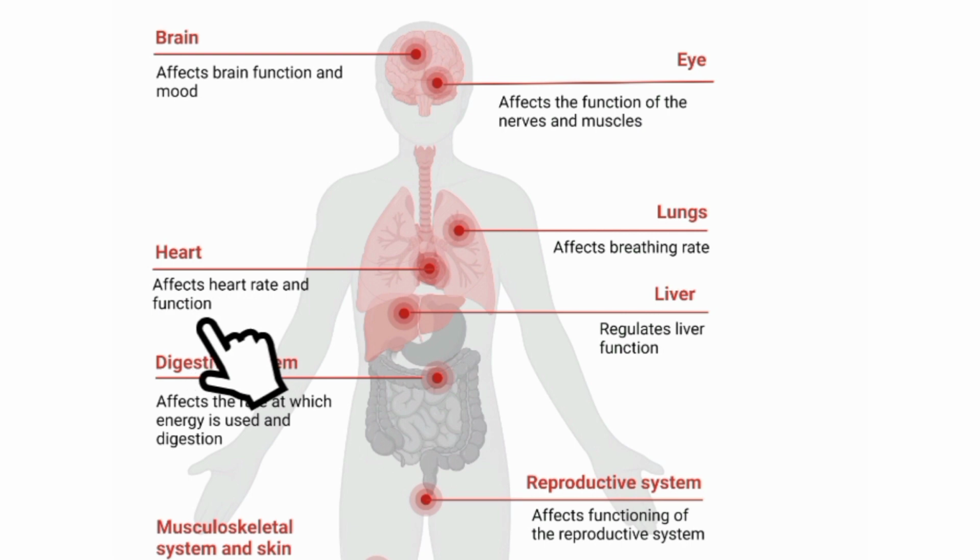It affects the heart rate and functions. For example, in cases where you have less thyroid hormone, like hypothyroidism, your heart rate is lower. In people who have hyperthyroidism, where you have a high amount of thyroid hormone, they have a high heart rate, which is known as tachycardia. Then we have the lung. It can affect the breathing rate of people, and it has a role in regulating liver function.